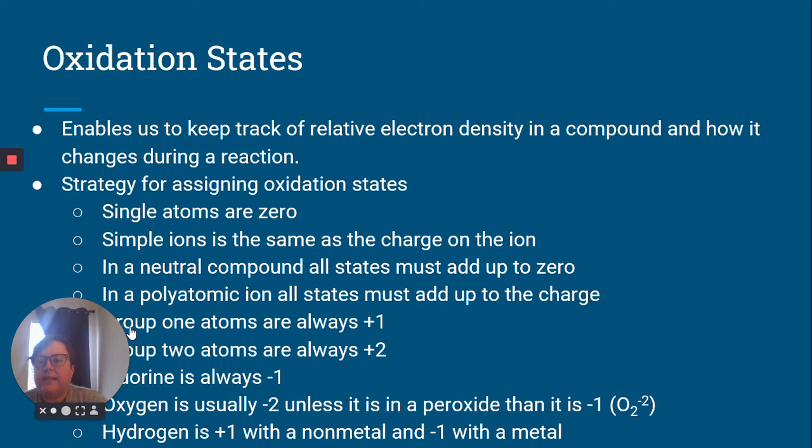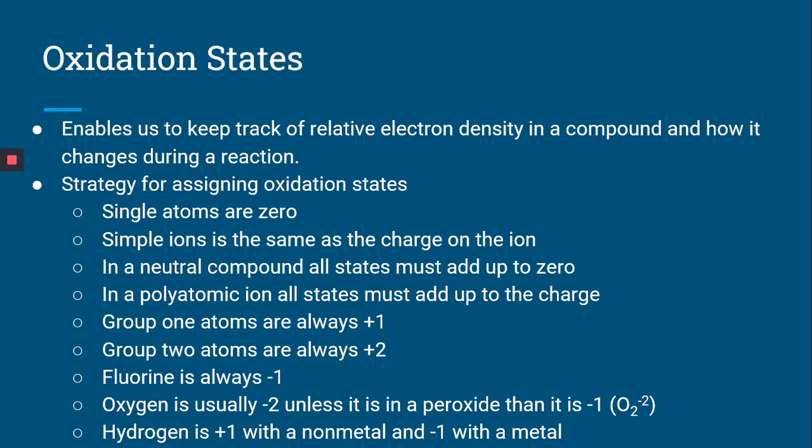So the first thing is being able to tell oxidation states. Oxidation states enable us to keep track of the electron density in a compound. So how many electrons are in the electron cloud, where are they located, and then how it changes during a reaction. You have to know these rules about oxidation states or oxidation numbers in order to be able to indicate what it is in a compound.